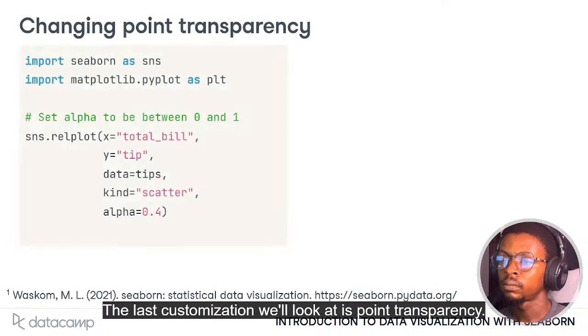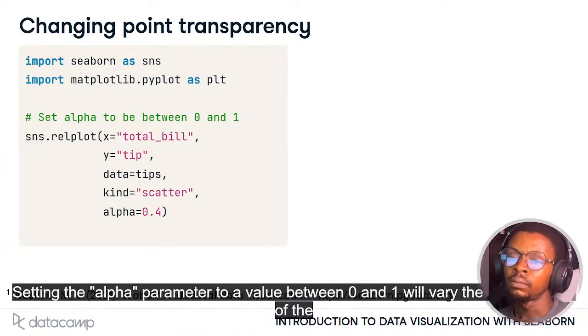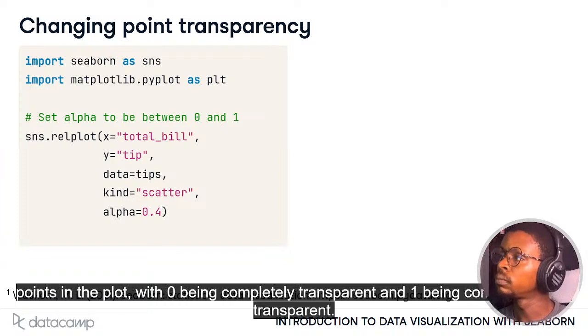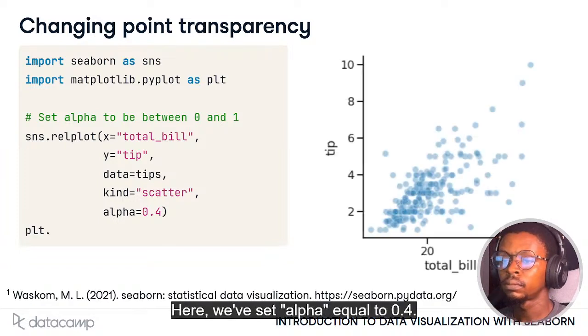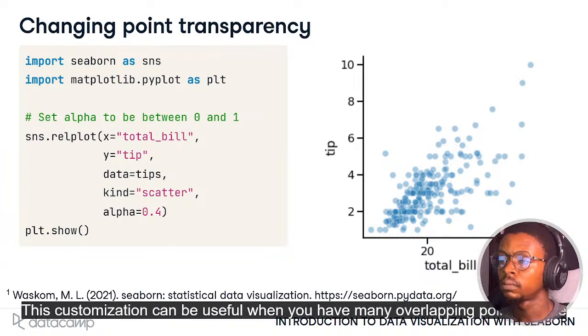The last customization we'll look at is point transparency. Setting the alpha parameter to a value between 0 and 1 will vary the transparency of the points in the plot, with 0 being completely transparent and 1 being completely non-transparent. Here, we've set alpha equal to 0.4. This customization can be useful when you have many overlapping points on the scatter plot, so you can see which areas of the plot have more or less observations.